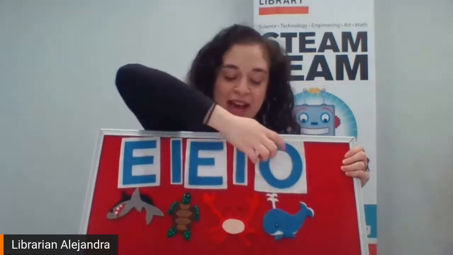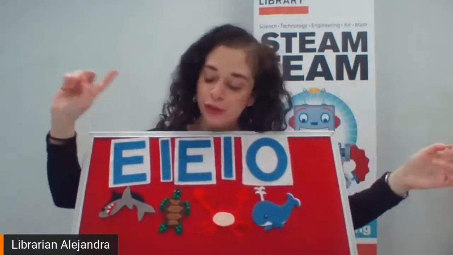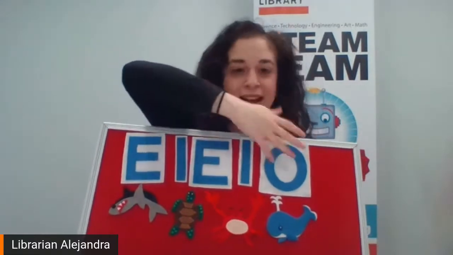Old MacDonald had an ocean, E-I-E-I-O. And in this ocean he had a whale, E-I-E-I-O. With a sploosh, sploosh here and a sploosh, sploosh there. Here a sploosh, there a sploosh, everywhere sploosh, sploosh. Old MacDonald had an ocean, E-I-E-I-O.